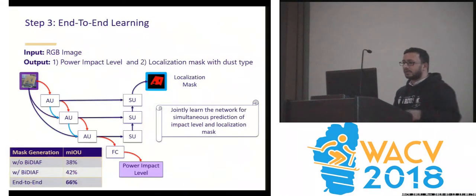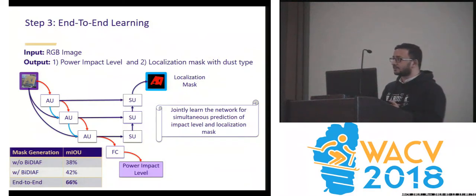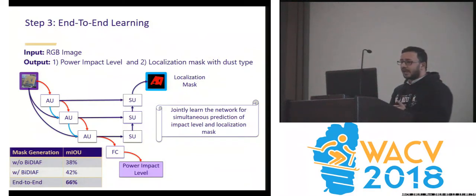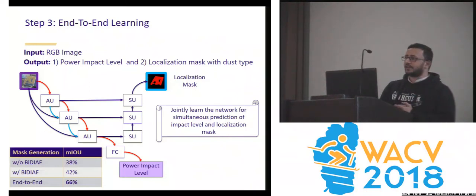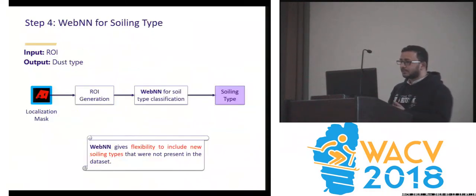We used this generated localization mask as our ground truth and trained an end-to-end network that predicts the impact level as well as the localization mask. With this end-to-end learning, our system attained a localization accuracy of 66%, which is 24% more than the candidate mask.